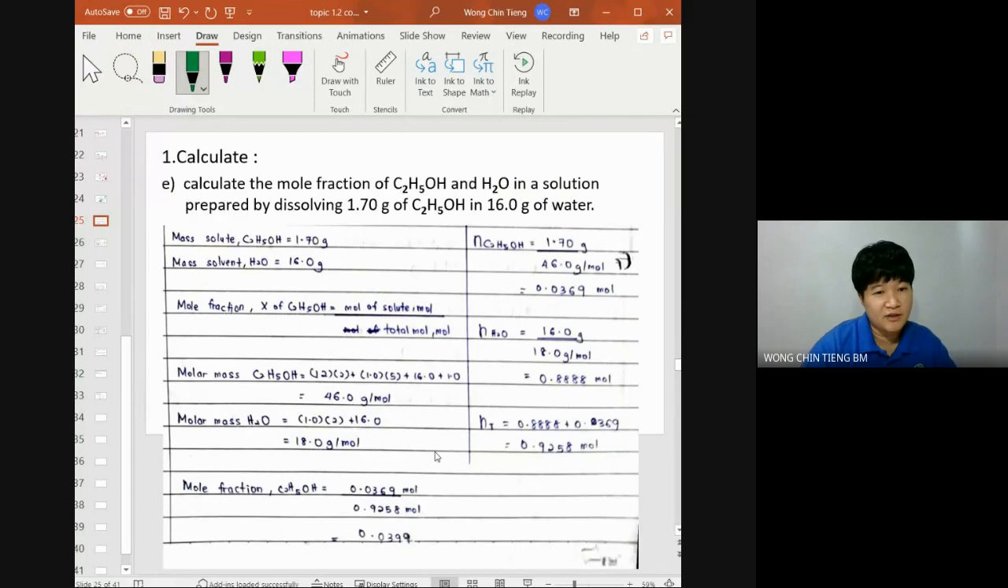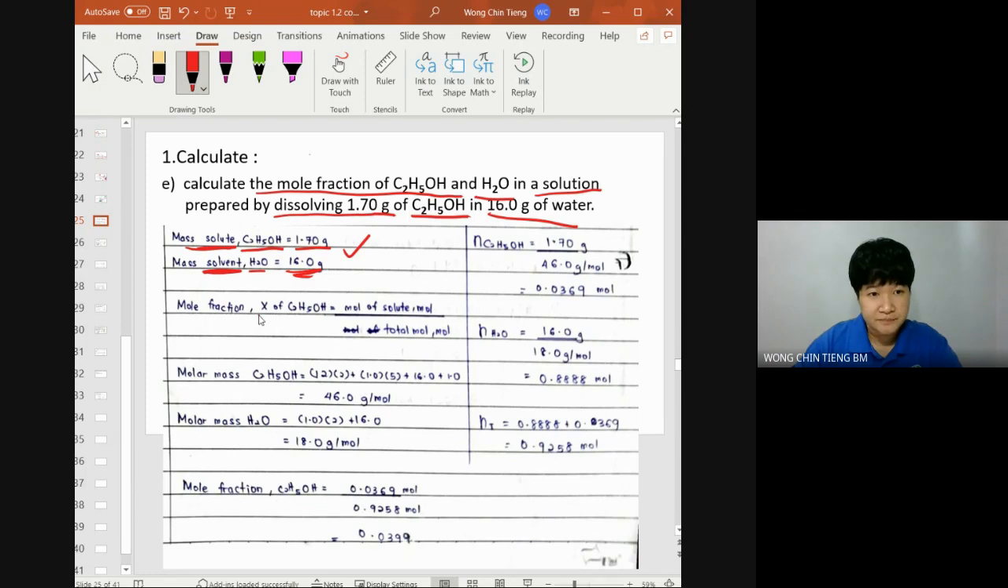Jawapan betul ke? Mole fraction 0.0399. Betul. Let's see. Berapa markah boleh dapat kat sini? Question, calculate the mole fraction of your ethanol and water in a solution prepared by dissolving 1.7 gram of ethanol in 16 gram of water. Mass of solute ethanol is 1.7 gram. Mass of solvent H2O 16 gram. Good. Perfect. Mole fraction. Formula dia letak dulu.